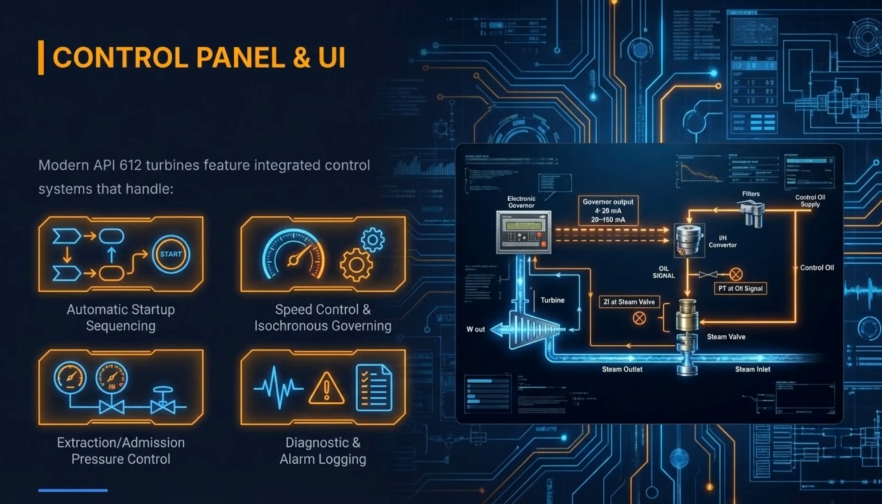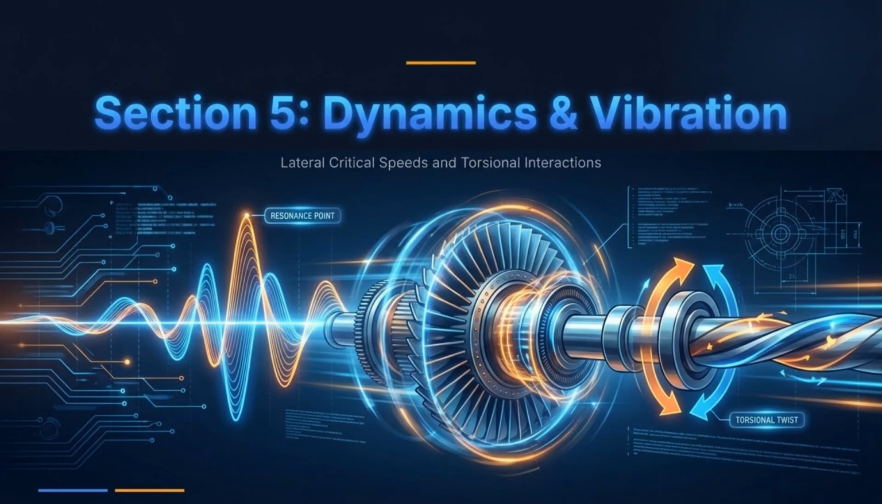Check out the diagram on the right and see that electronic governor. It is sending a 4 to 20 milliamp signal to the I/H converter, which then uses the high pressure control oil to move the massive steam valve in milliseconds. It is a seamless blend of digital brains and hydraulic brawn. If you want a turbine that thinks as fast as it spins, this is the UI you need. All answers for high speed control are right here on this screen. We will discuss dynamics and vibration now, which will deal with various aspects of lateral critical speed and other areas.